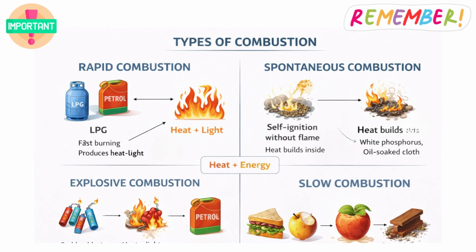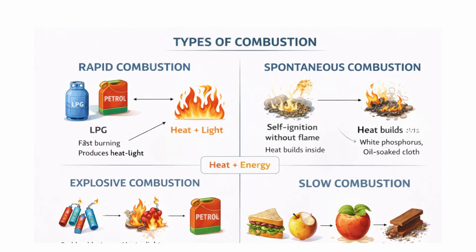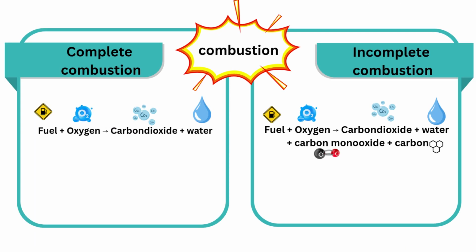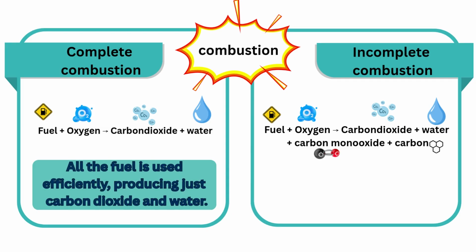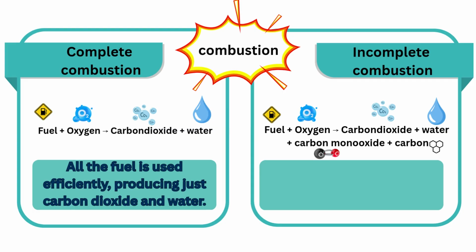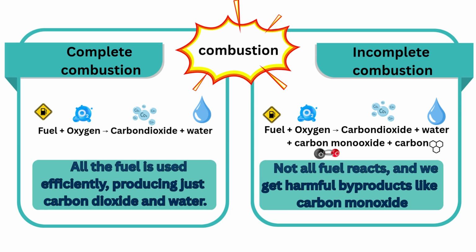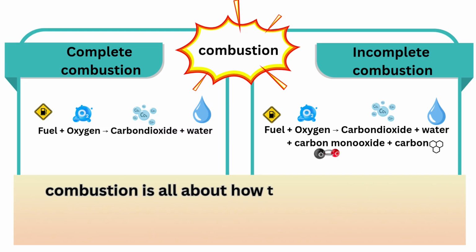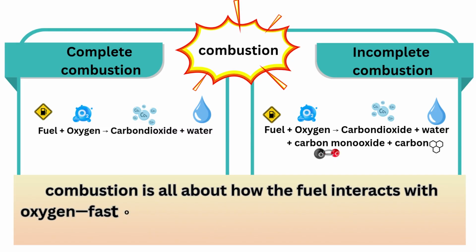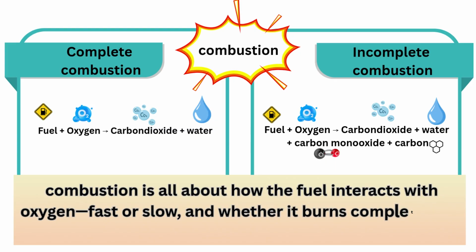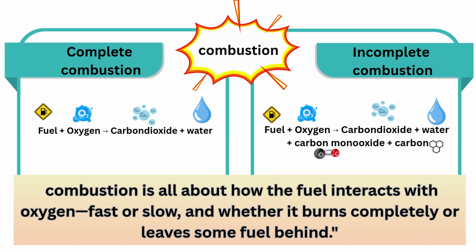And before we finish, remember no matter what type of combustion we talk about, whether it is rapid, spontaneous, explosive, or slow, each one can be either complete or incomplete. In complete combustion, all the fuel is used efficiently, producing just carbon dioxide and water. In incomplete combustion, not all fuel reacts, and we get harmful byproducts like carbon monoxide or soot. So combustion is all about how the fuel interacts with oxygen, fast or slow, and whether it burns completely or leaves some fuel behind.